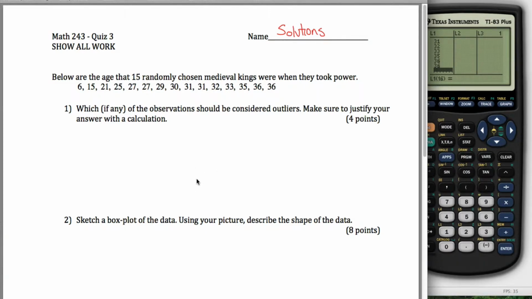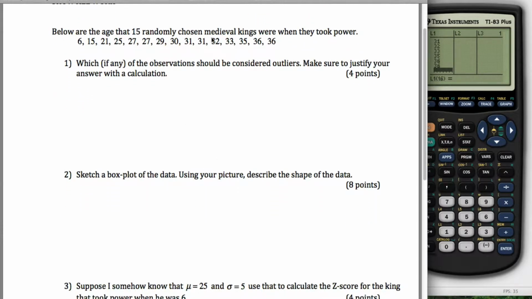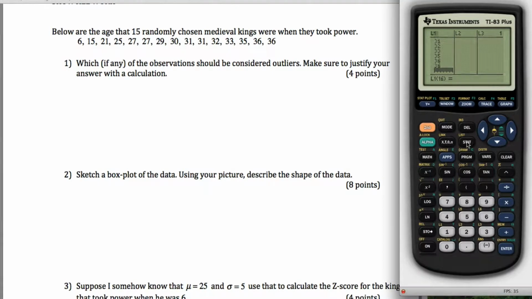There's three solutions for Math 243. I'm given a bunch of data. Apparently it's the age that kings took power, whatever. It doesn't matter what it is, a bunch of numbers. First thing you want to do is put it into your calculator. So hit stat, and then edit, and then type them all into a list. I put mine in L1.